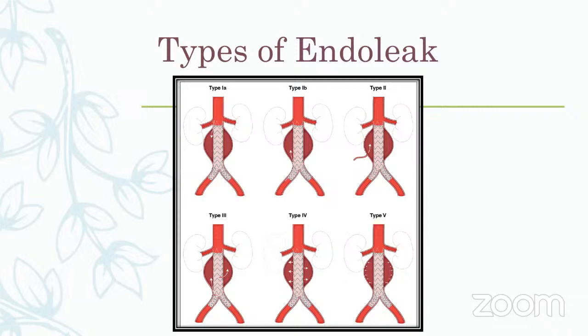Type 5 endoleak is a continuous expansion of the aneurysmal sac without a demonstrable leak on imaging, and this is called an endotension. This possibly results from aortic pressure that is transmitted through the graft to the aneurysmal sac.